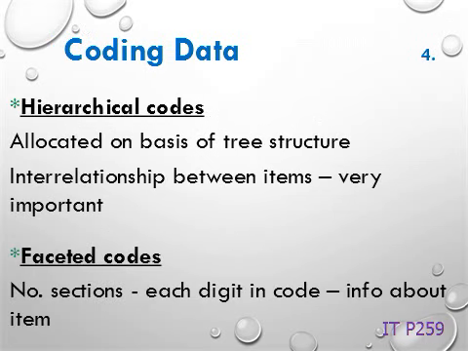Hierarchical codes are allocated on the basis of a tree structure, where the interrelationship between items is very important. It is a type of faceted code, where each digit represents a classification, and each digit further to the right represents a smaller subset. In a faceted code, the digits are divided into a number of sections, and each digit in the code gives some information about the item that is coded.